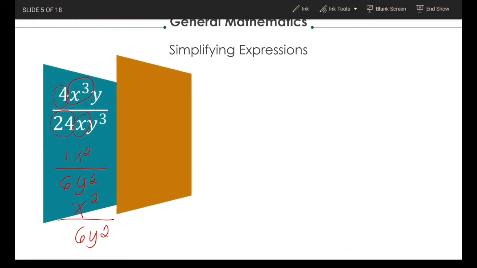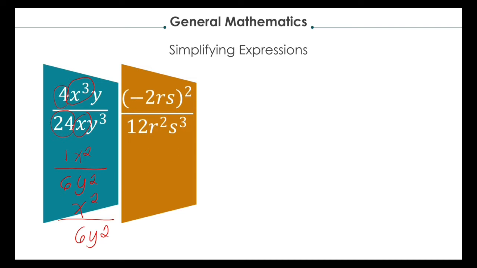Next example. So, let us have quantity negative 2r s quantity squared all over 12r squared s cubed. So, this time, we will apply the PEMDAS on the numerator. So, isimplify muna natin yung numerator. Then, we can now simplify the whole expression. So, we have positive 4 r squared s squared all over 12r squared s cubed.